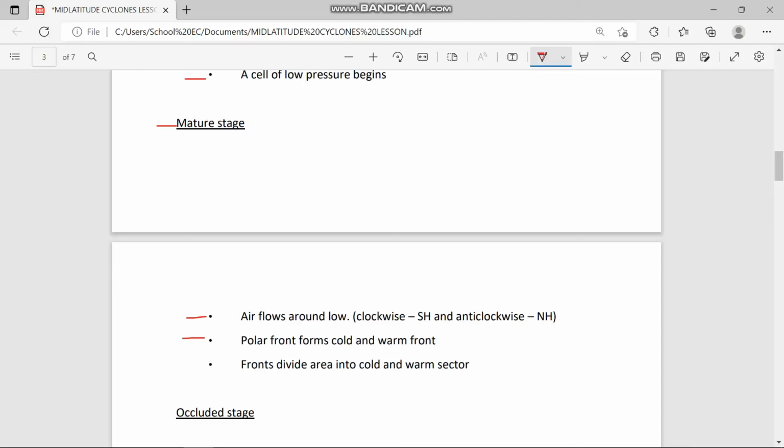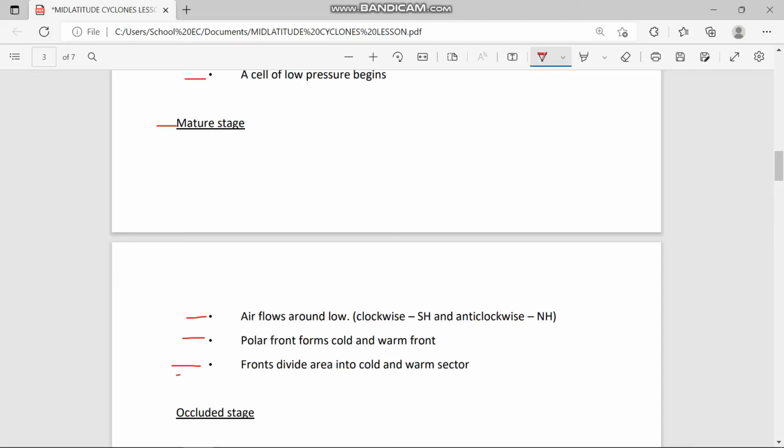During your examinations, if ever you see a mid-latitude cyclone or a synoptic weather map with a cold front and a warm front, or just a cold front and so on, you should know that the mid-latitude cyclone you see in your paper is in the mature stage, meaning it's in its dominant stage. It's very strong, so it's well developed. The fronts divide the area into warm and cold sectors.